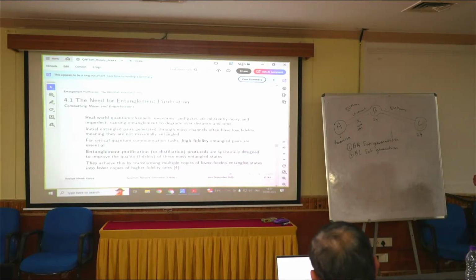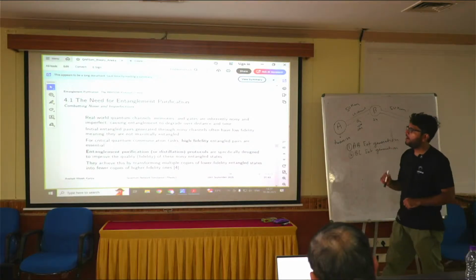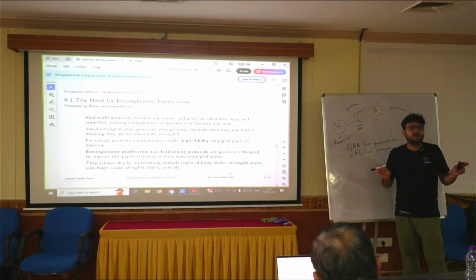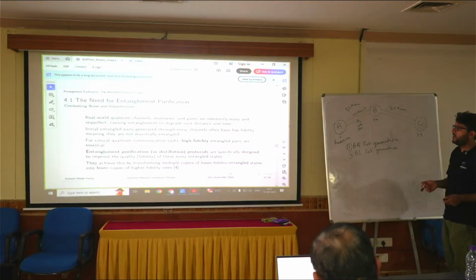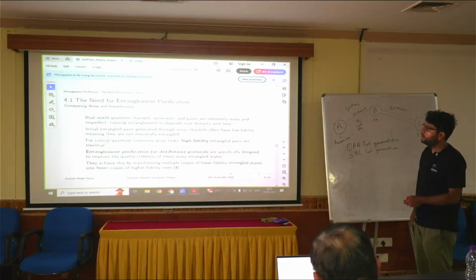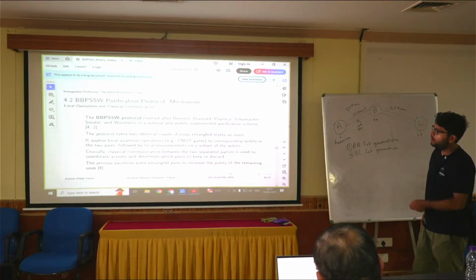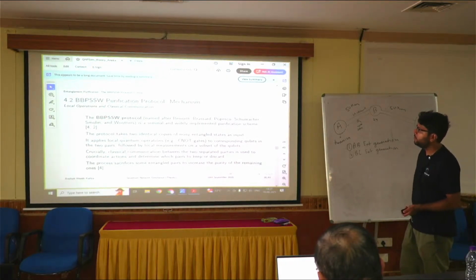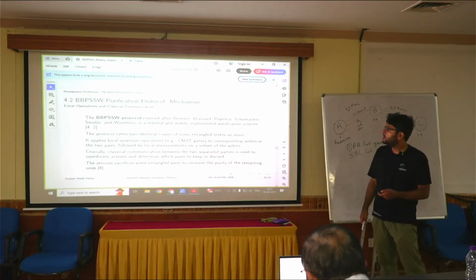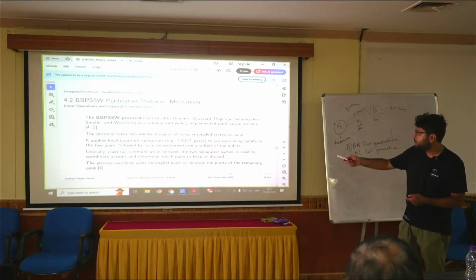One very good algorithm that we have over here is that we can combine low fidelity entangled states into high fidelity entangled states. We do that by this protocol, and they are done in pairs. This is also called the BBPSSW purification protocol, which was given by these distinguished scientists. And so I'll try to get a picture.